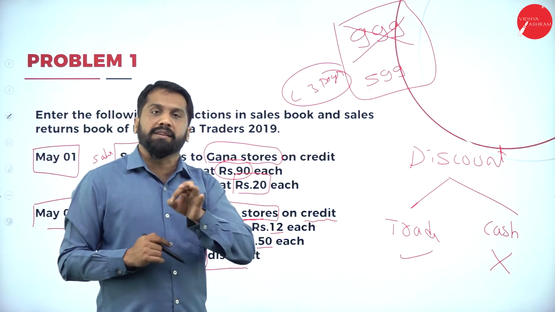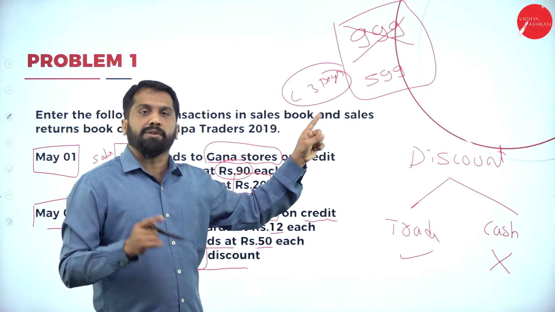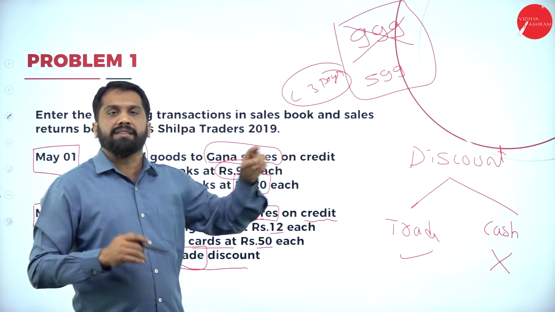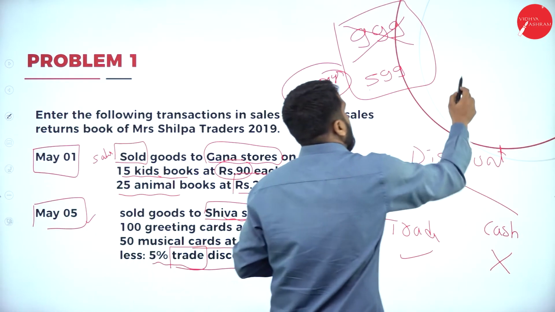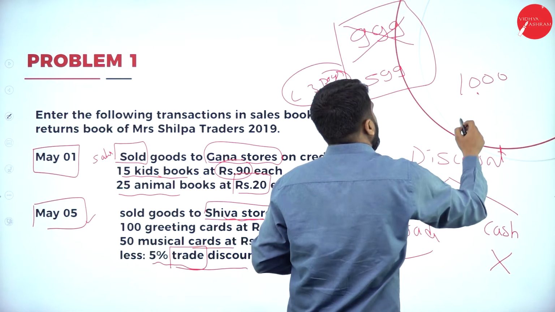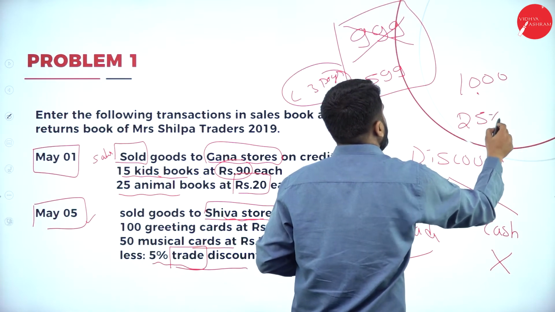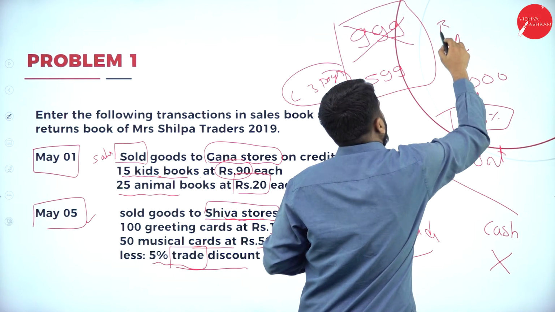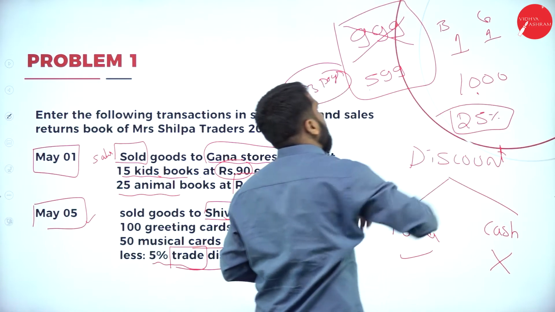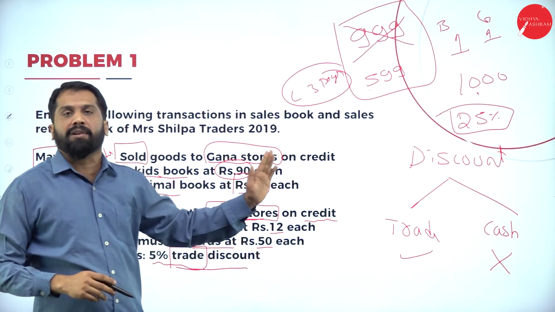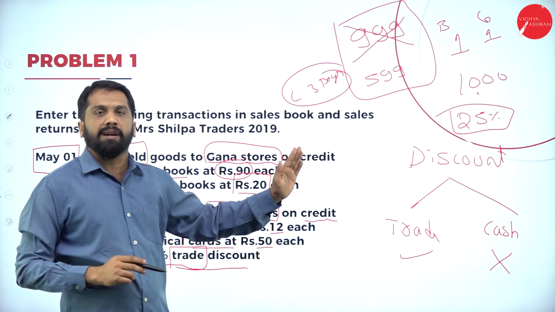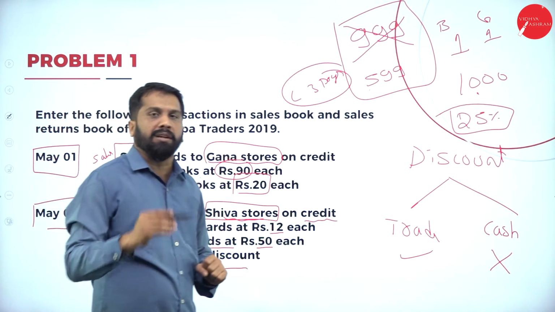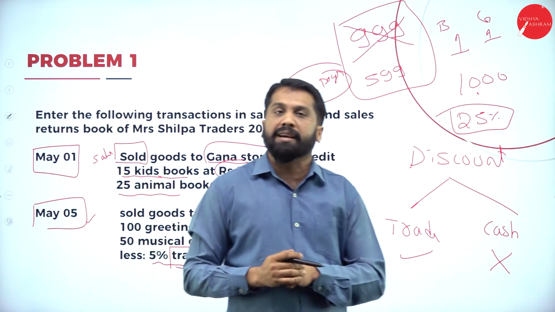The shop owner itself will give you a discount, will offer you a discount. Or else, they will say the price is 1000, and on that 25% discount. Or you buy one and get one. Buy one, get one. These are called trade discount. Now, whatever is given in the question, we have to calculate the percentage.